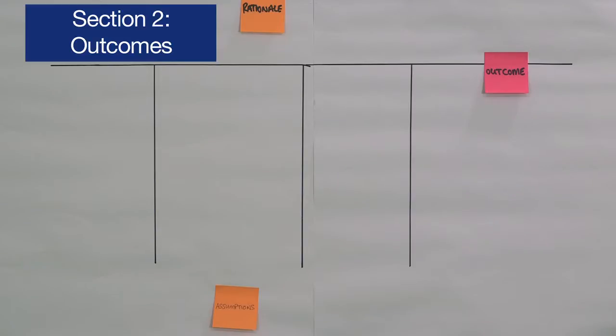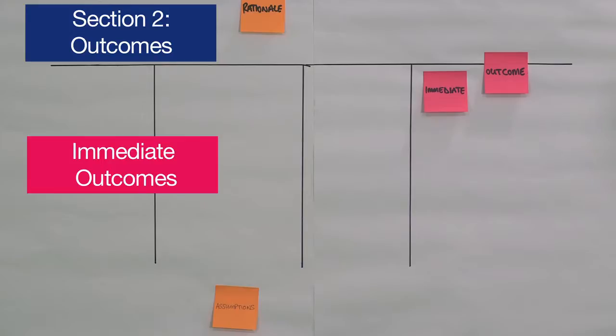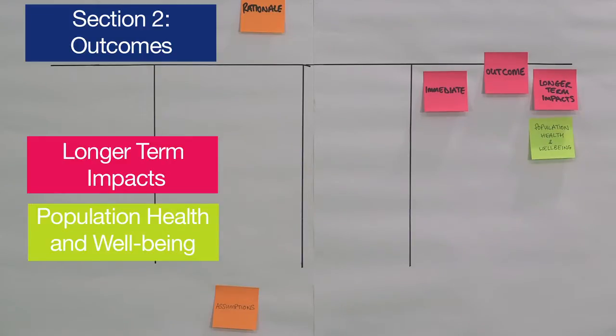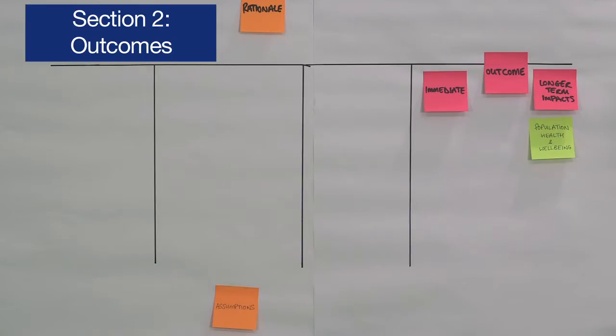You can split these into the things that you'll expect to see more immediately in the shorter term, and those things that are more your longer term impacts. So for example, changes in population health and well-being, whilst they might start straight away, the measurable changes may well be longer term impacts. Everything in this section tends to be expressed in terms of increases or decreases or improvements.